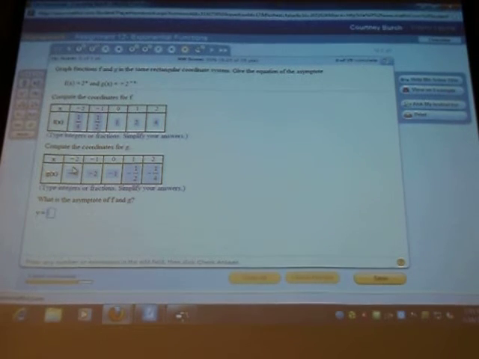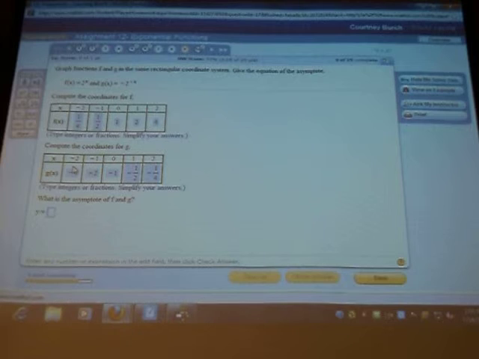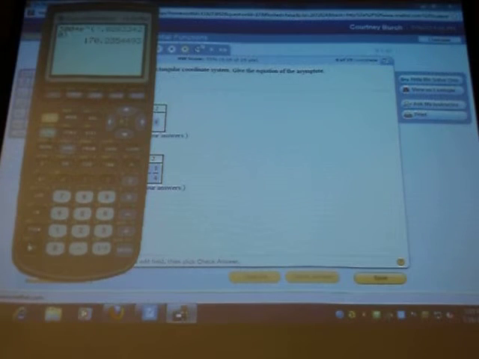Okay. I plugged in 0 and I didn't get the negative 1. So I would put that in as negative 2 to the power of negative 0.